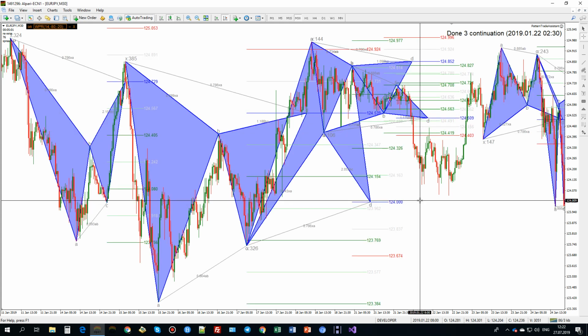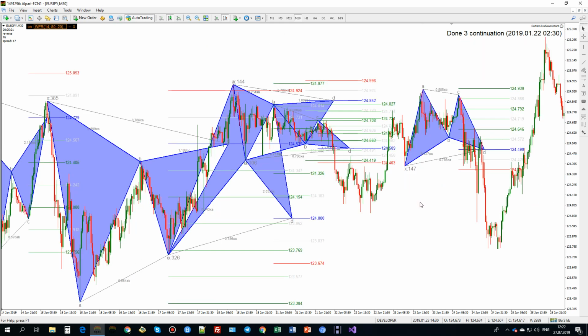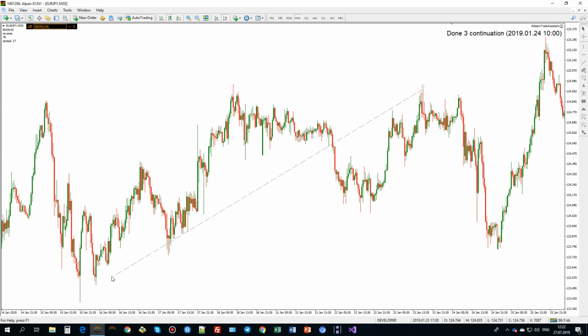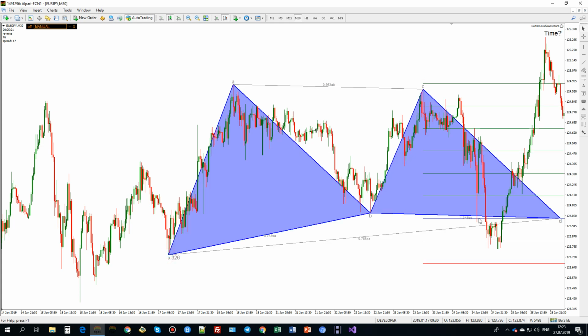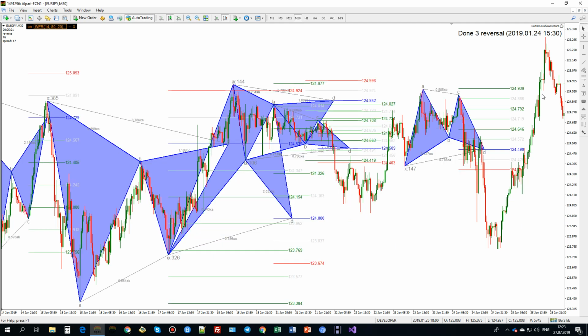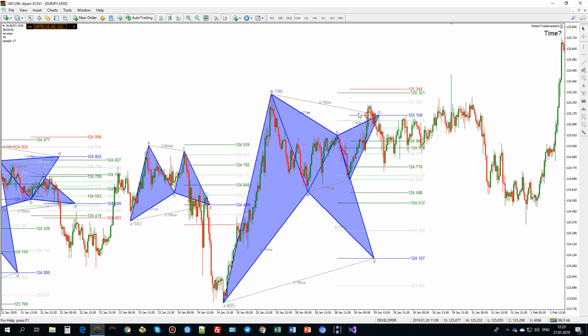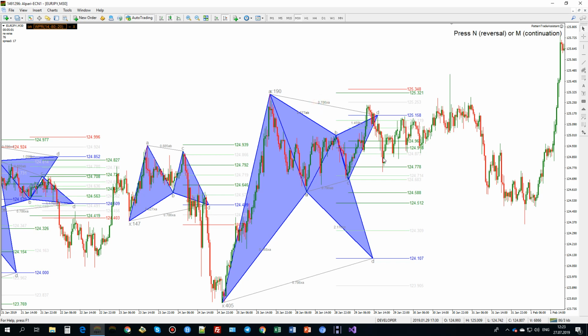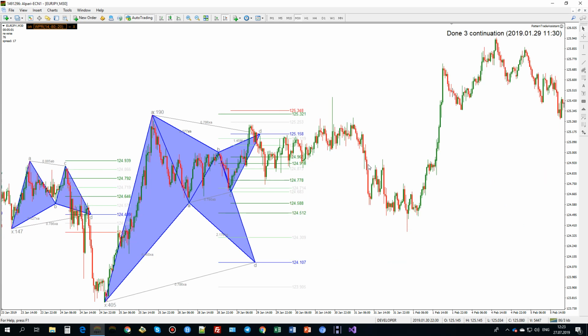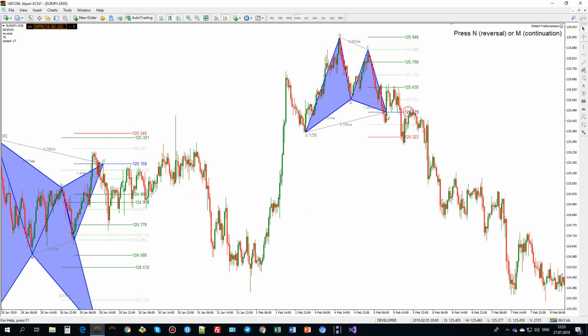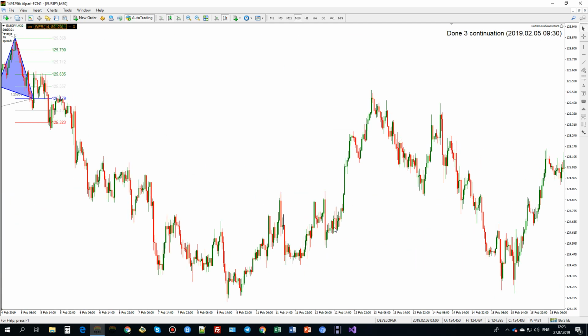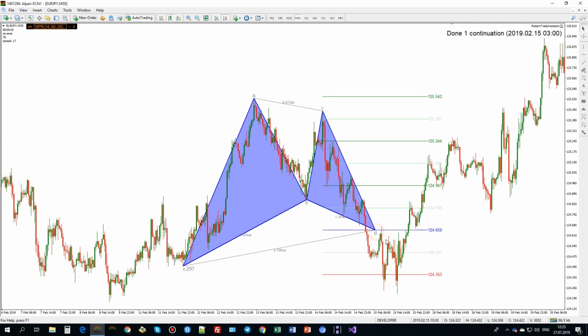The larger pattern was not completed. 1 time reversal, 2 times continuation. Then I think I need to draw this huge one. It is 1 time reversal to 3 times reversals. Then we have a pattern this way, which is 2 times reversal, 1 time continuation. This one is 1 reversal, 2 continuations, 3 continuations.